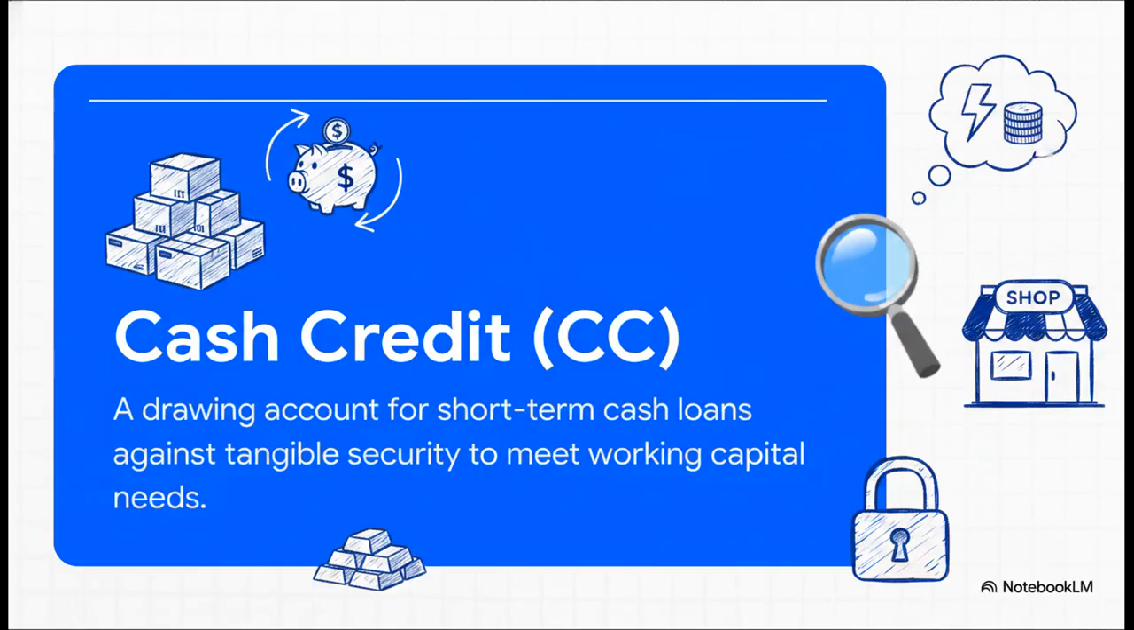So, what exactly is cash credit, or CC as it's commonly called? Think of it like a dedicated drawing account. Banks extend these short-term cash loans to businesses against tangible security to help them meet their daily working capital needs. It's a revolving credit arrangement. Imagine you own a small manufacturing unit. This facility is literally a lifesaver. It gives you instant, flexible funds to, say, buy raw materials when an unexpectedly large order suddenly comes in.